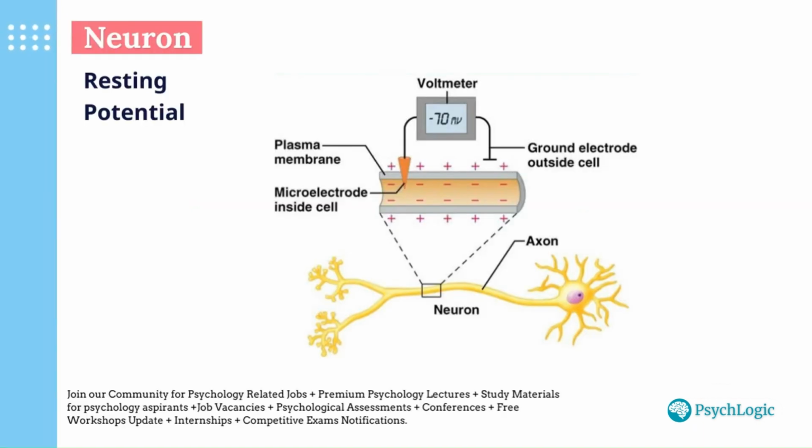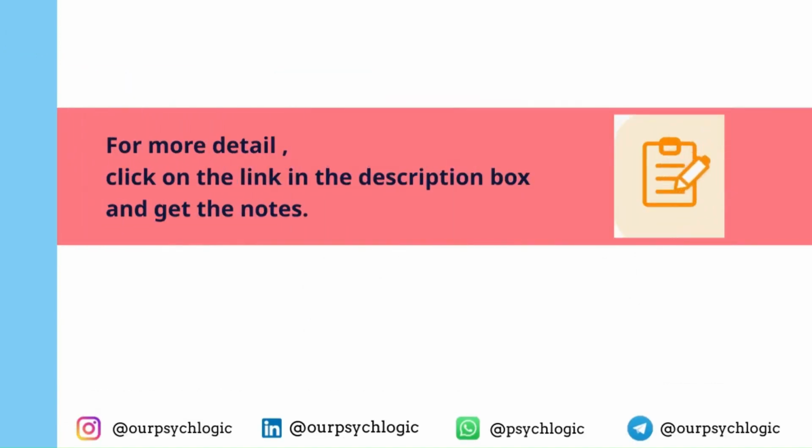During the resting potential or in the resting state, the neuron is negatively charged. To be accurate, it is minus 70 milliwatts. Now here I am giving you an overview of what resting potential and action potential is. If you want to know more about this, you can check out the notes.